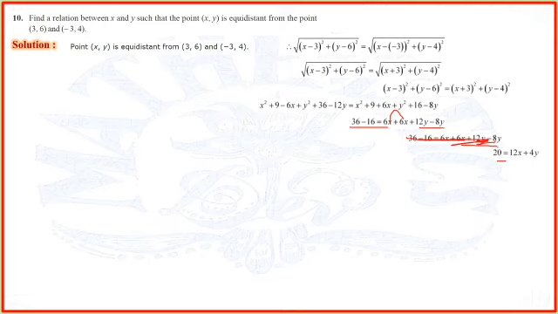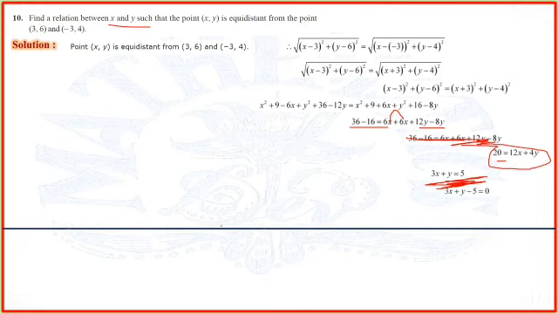So we can take 4 common from this, so that is 3x plus y is equal to 5, which is the required relationship in x and y which we were looking for. So 3x plus y minus 5, or we can write it this way also, is equal to 0. So that's all about this exercise 7.1.